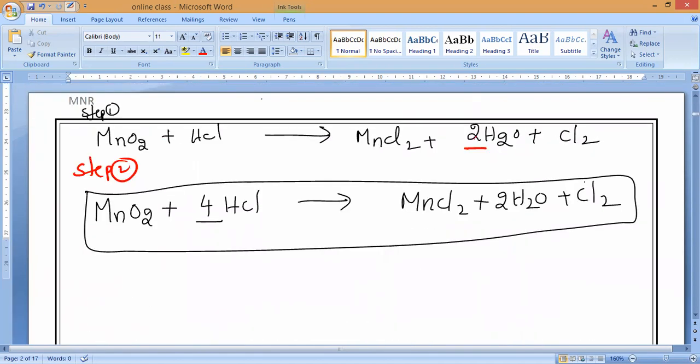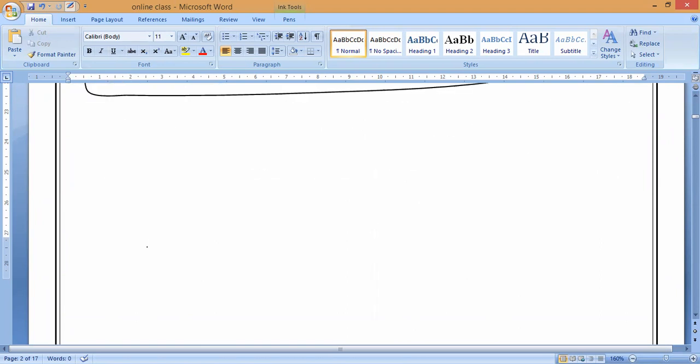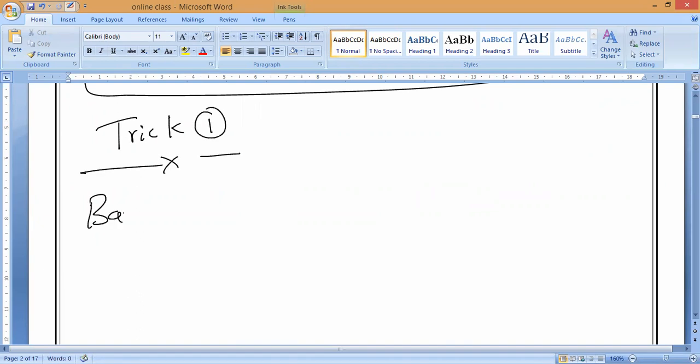Here also you see who exists alone. Chlorine. Clear? So that is the trick. Keep it in mind: whenever you get equations, balance the species present alone in the end. Clear? That is the trick. Everybody note it down.